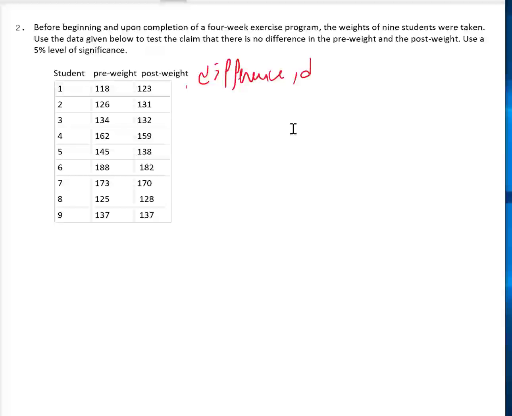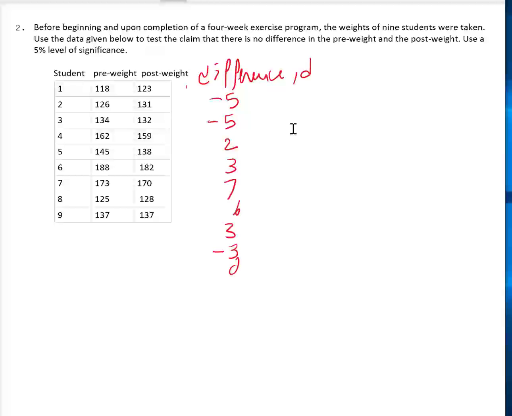So 118 minus 123, it's negative 5. 126 minus 135 is negative 5. 134 minus 132 is 2. 162 minus 159 is 3. That's a 7. 188 minus 182 is a 6. 173 minus 170 is a 3. And that's a 125 minus negative 3. And 137 minus 137 is a 0.